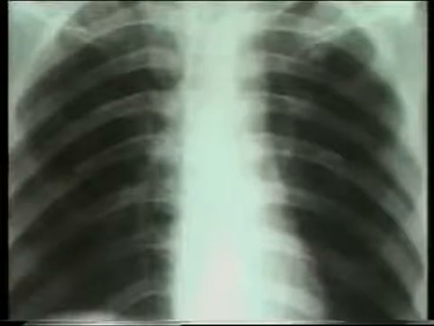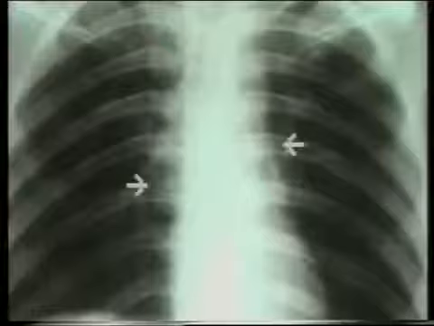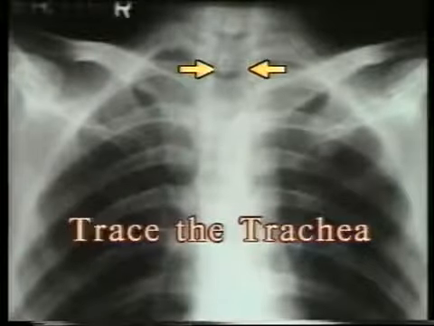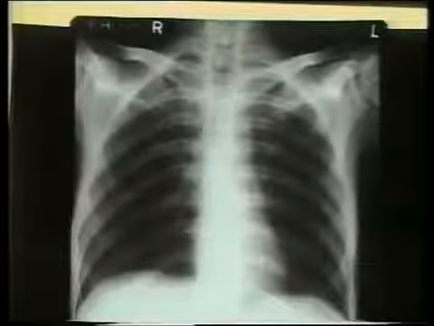Then study the hila, represented by the shadows of the hilar vessels. The left hilum is normally at a slightly higher level than the right. Lastly, identify the course of the trachea up to the carina for any deviation. This completes the inspection of the lung fields. Now inspect the cardiac silhouette.